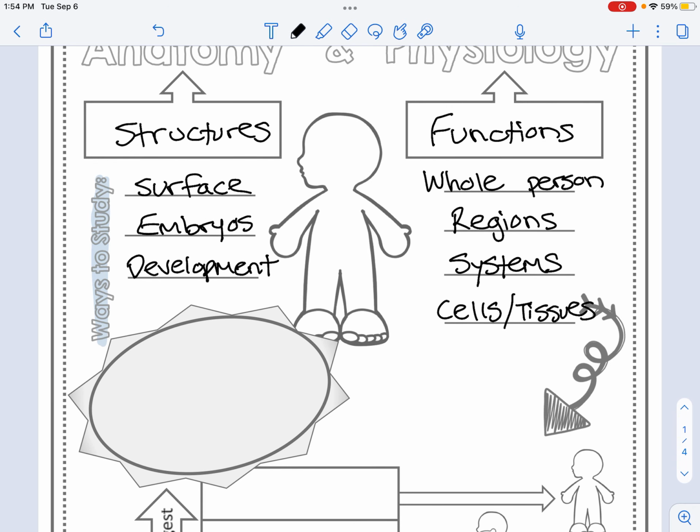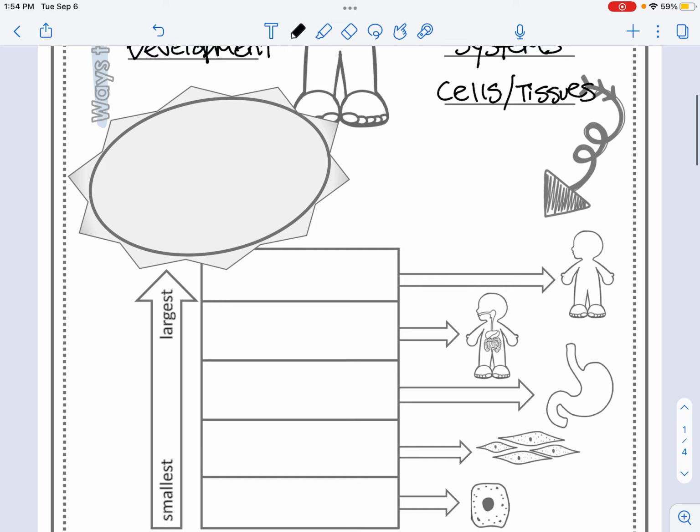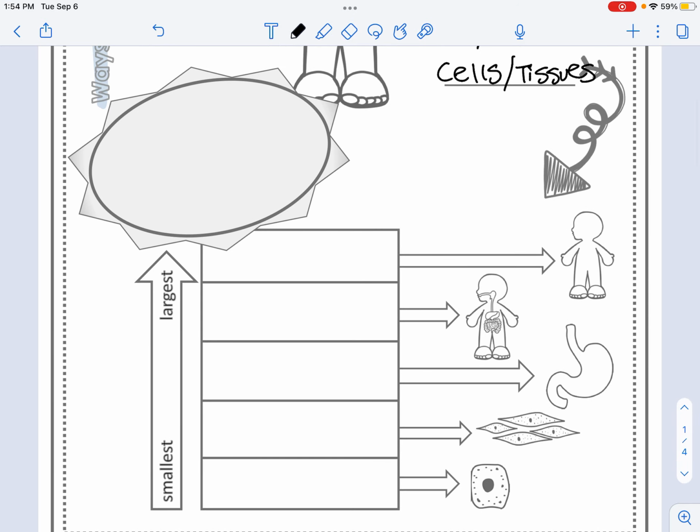Down here at the bottom, we're going to have our levels of organization, the ones we need to know for anatomy at least. There are many more levels, we don't need to know them all for anatomy. I'll start at the smallest and work my way up. Smallest is the cell, one cell. There are things smaller than cells, but we don't care about them in anatomy.